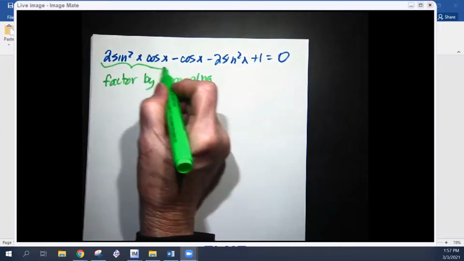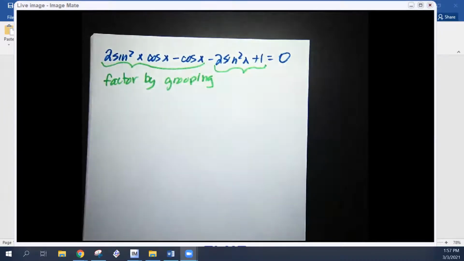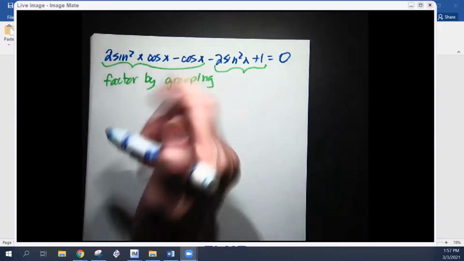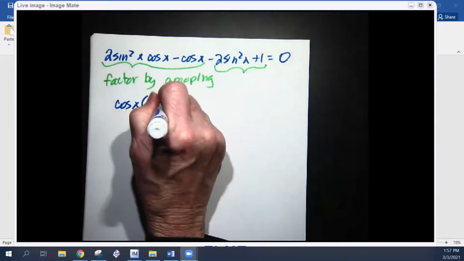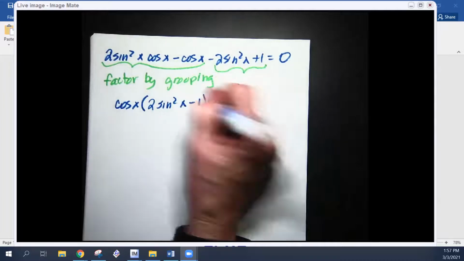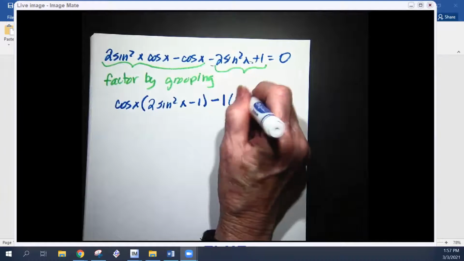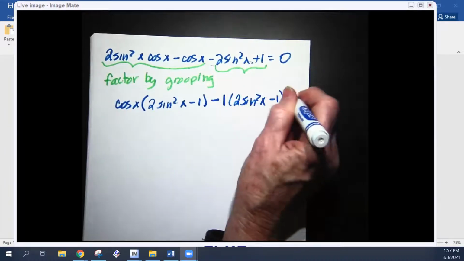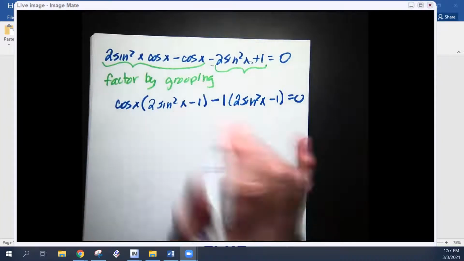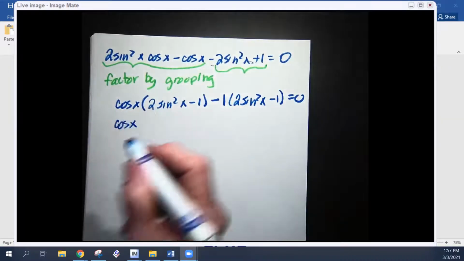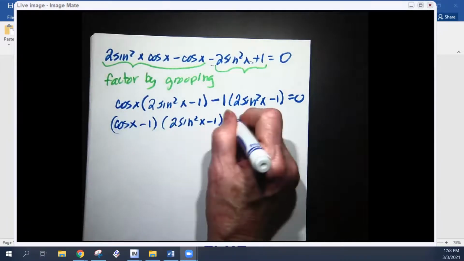So what do those have in common? Looking at the first two, they have cosine x in common, which leaves me 2 sine squared x minus 1. The second group has a -1 in common, which leaves me 2 sine squared x minus 1. Which is awesome because those are the same, which is what they need to be in factor by grouping. So cosine x minus 1 times 2 sine squared x minus 1.